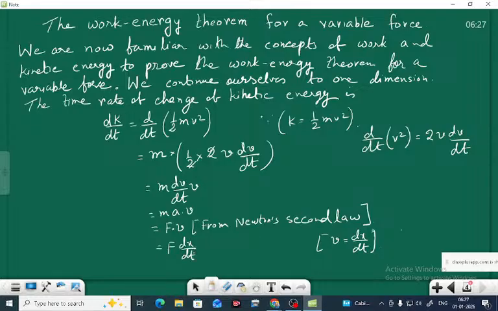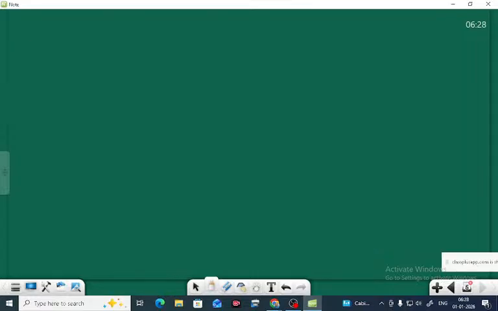All of this you have to write step by step. So we can write that dK by dt equals this one. So dK equals F dx by dt times dt, and this dt will cancel. Therefore, dK is equal to F dx. This is equation 1.